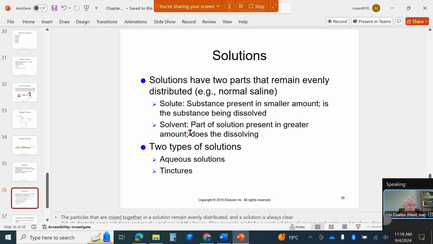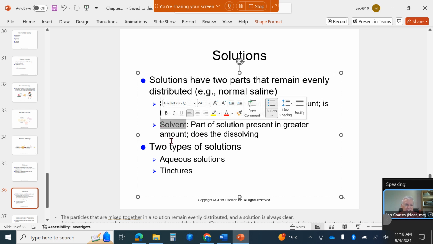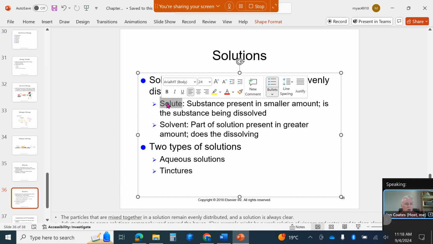Solutions. This is physical. The whole idea of putting salt into water: I can get my salt back, I can get my water back. This is a physical means. So solutions have two parts that remain evenly distributed. The solute is the salt. The solvent is the water. So the solute always goes into the solvent. Got it? Salt, solute, goes into the water, solvent.